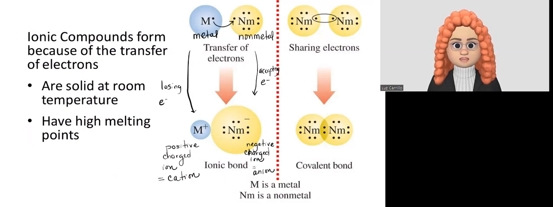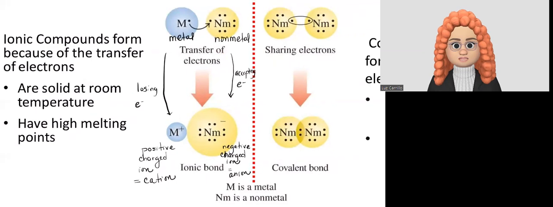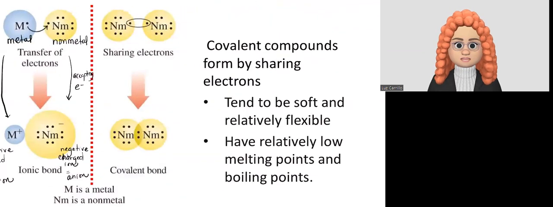So overall, when we have an ionic compound, the metal becomes positively charged and the nonmetal becomes negatively charged. Ionic compounds tend to be solids at room temperature, and when you compare them to covalent compounds, they have a higher melting point. Let's now look at how elements combine to form covalent, or in other words, molecular compounds. So let's now move to the right side of the slide.